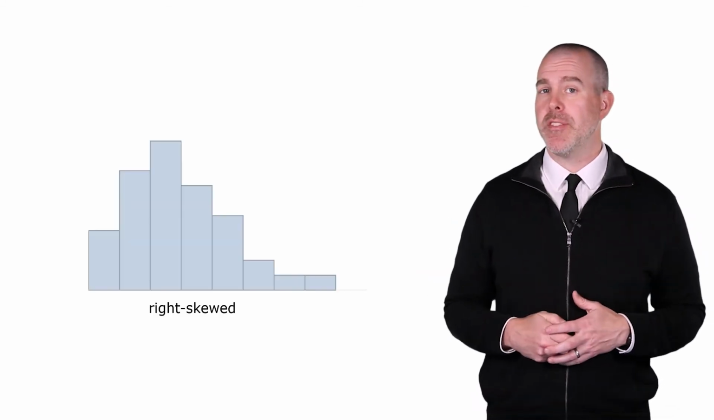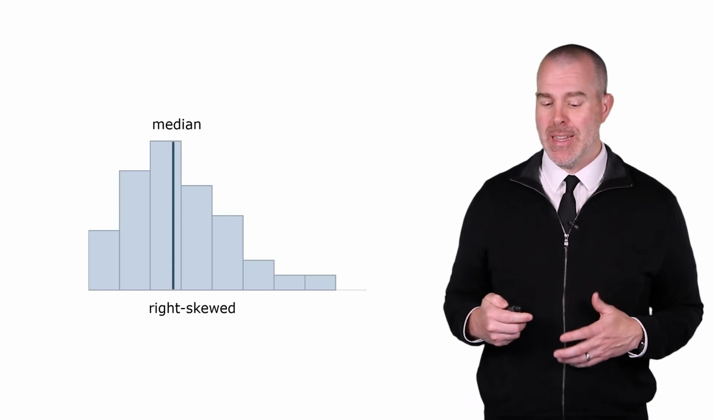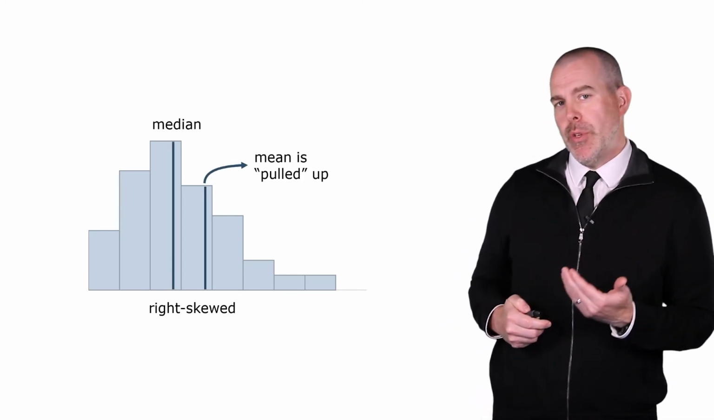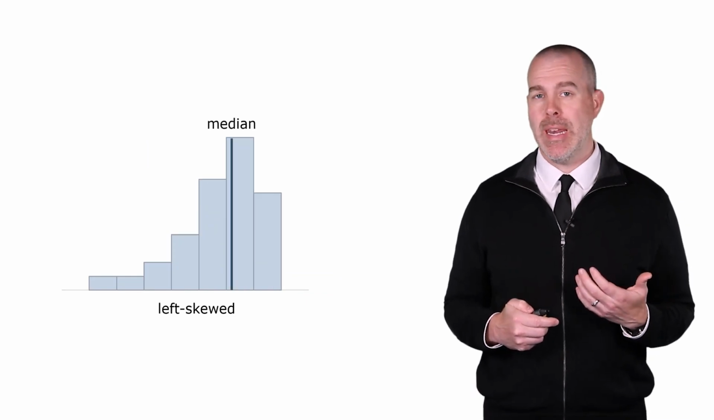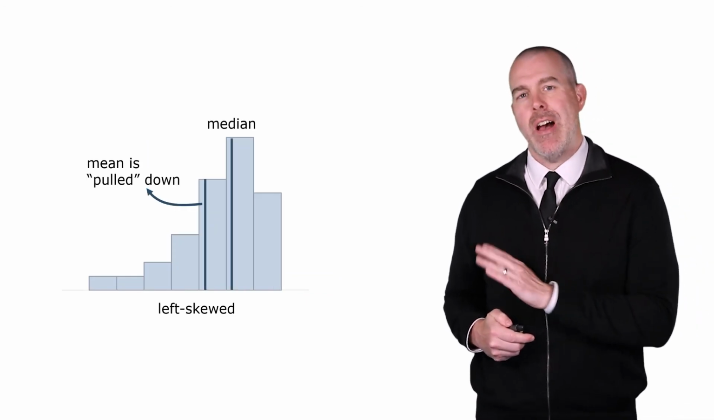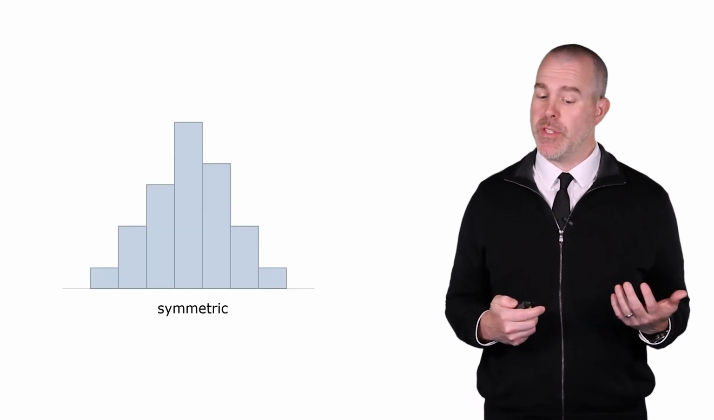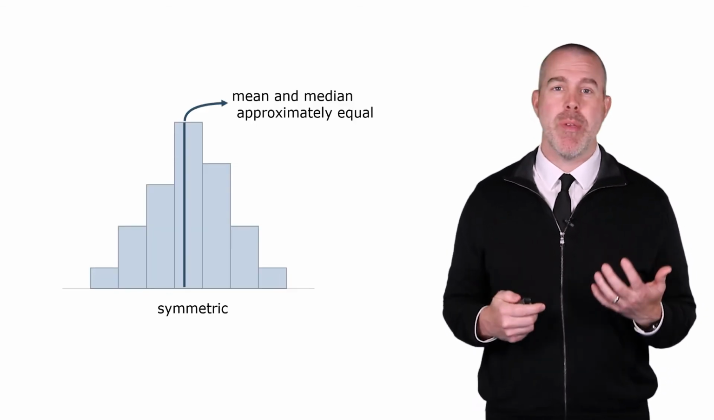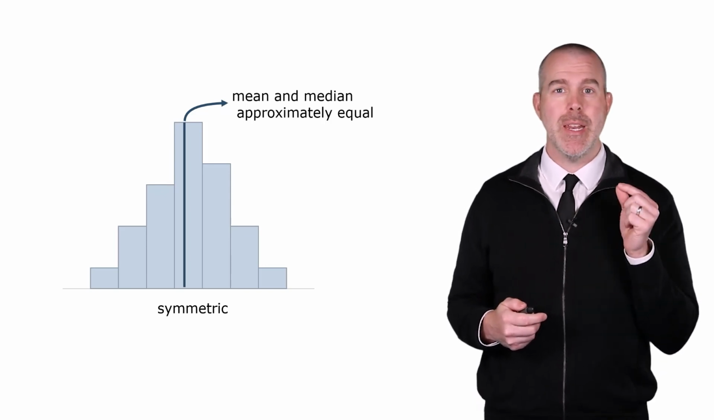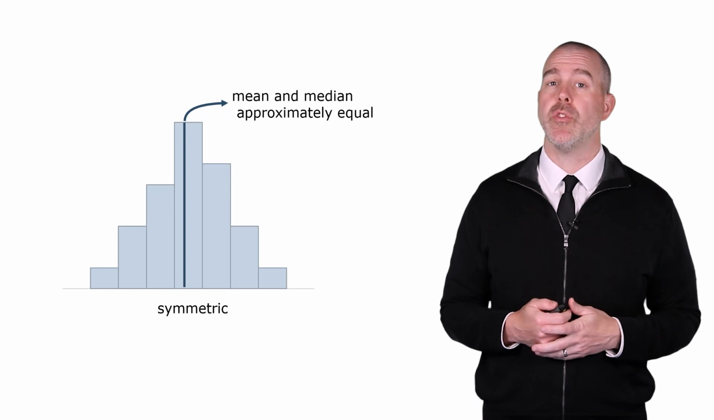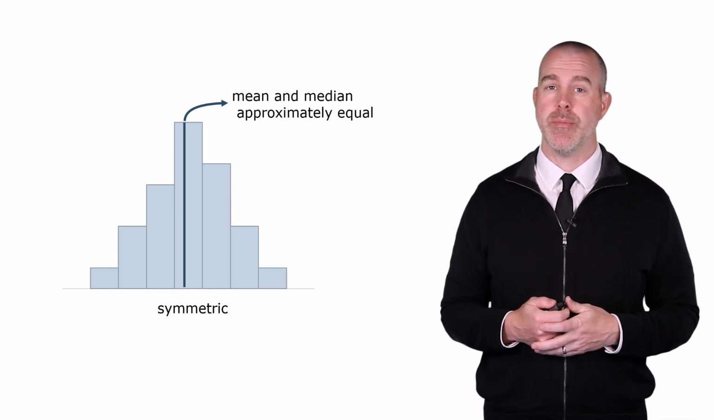One last final note here is, looking at the mean and median lets us know something about the distribution shape. For example, if we have some right skewed data, the median would be here and the mean would be pulled up by that right skew. Whereas with left skewed data, we have the median, and then the mean is pulled down by that left skew. Whereas with symmetric, the mean and median are going to be approximately equal. So this is useful if you don't have the histogram, but you have the mean and median. You can use those to also get an idea about the shape of the distribution.